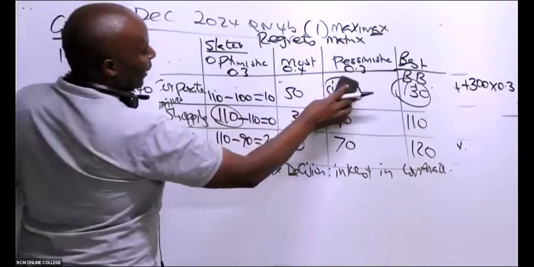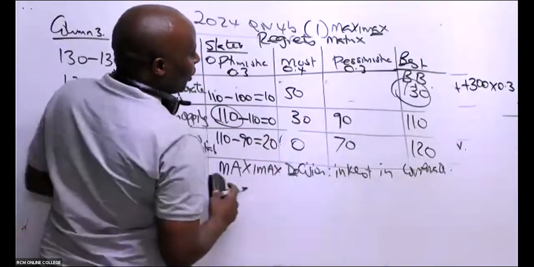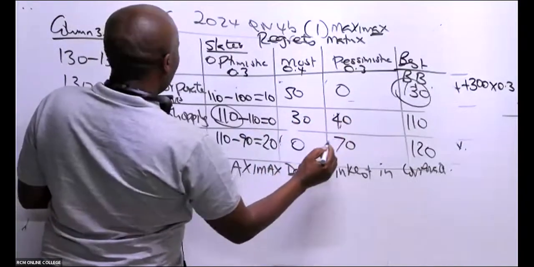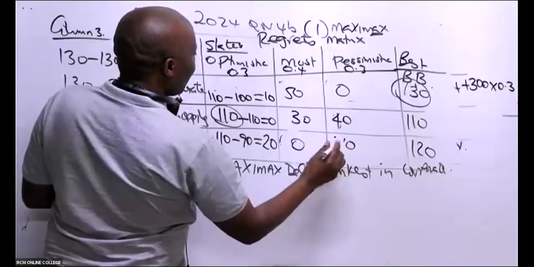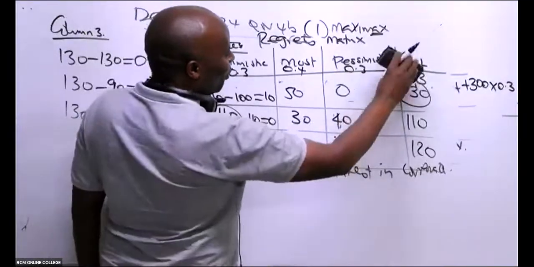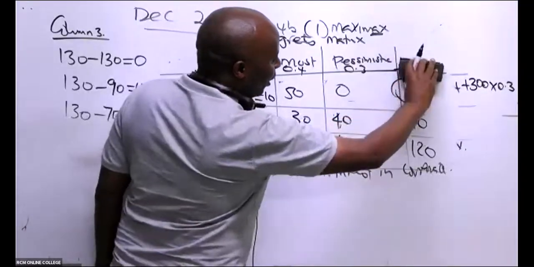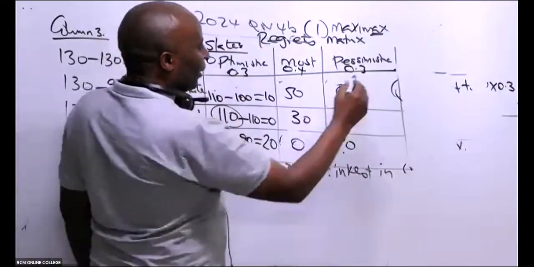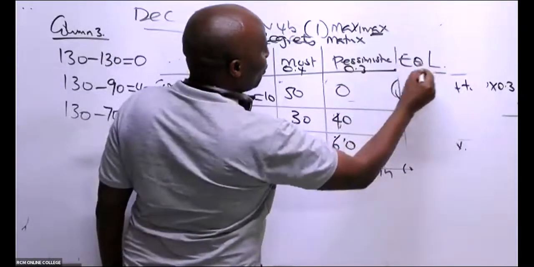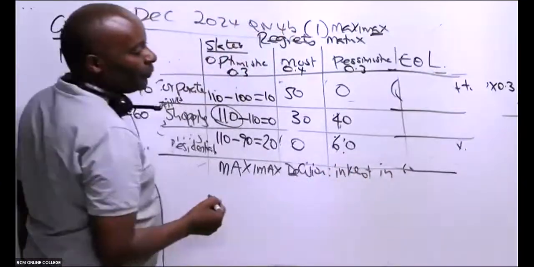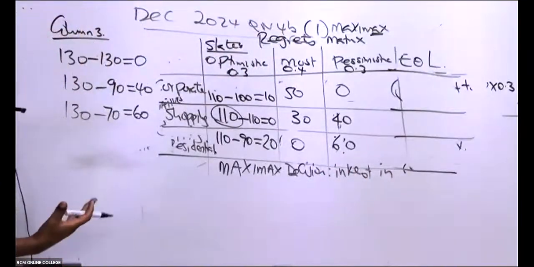So these are the numbers that I write here. So then we have 0, 40, and then lastly, 60, like that. Now you need to come here and write expected EOL, expected opportunity loss. Opportunity losses are the same as regrets.